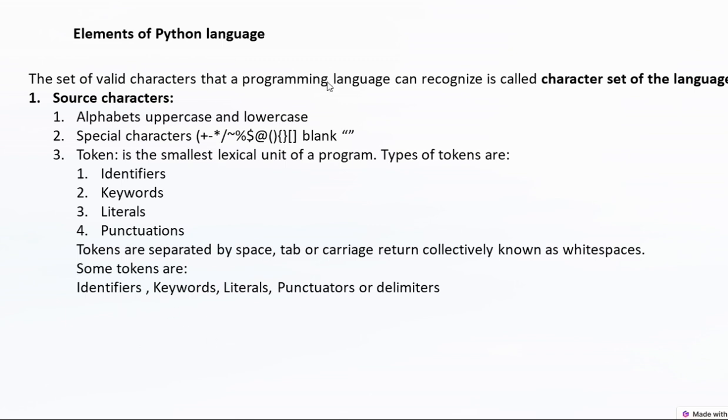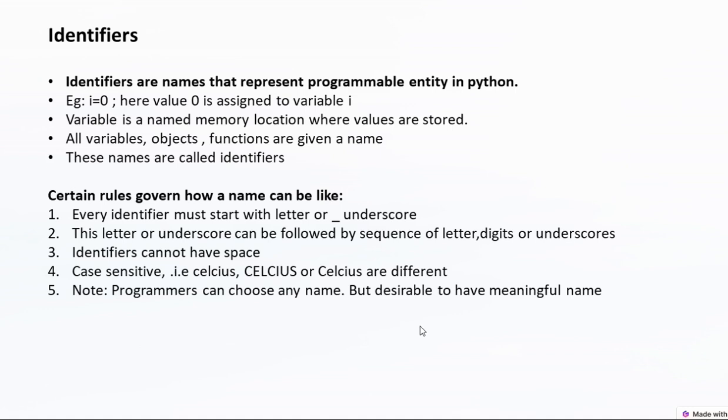And so these are all the set of characters Python language has. So Python language has alphabets, special characters, tokens like identifiers, keywords, literals, punctuators, or delimiters. We'll be seeing all this in the next sessions.